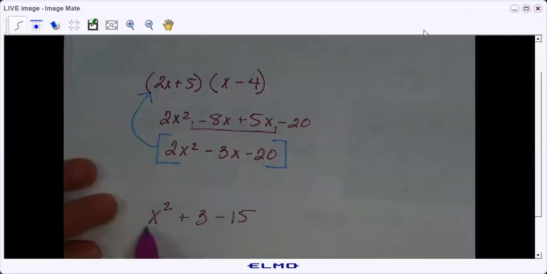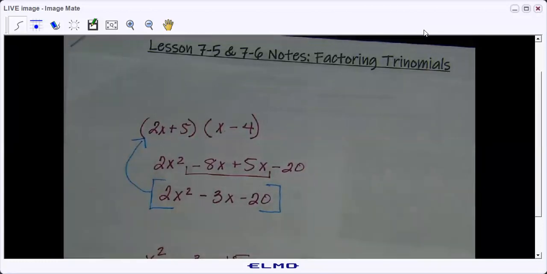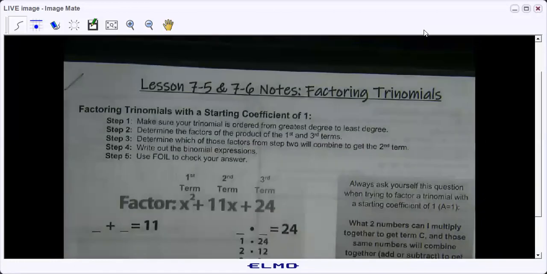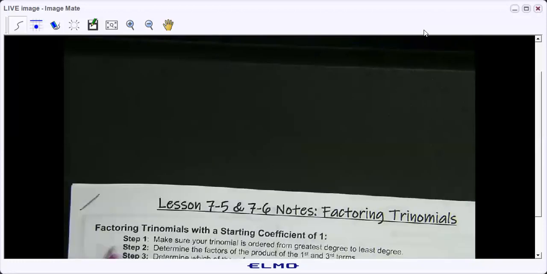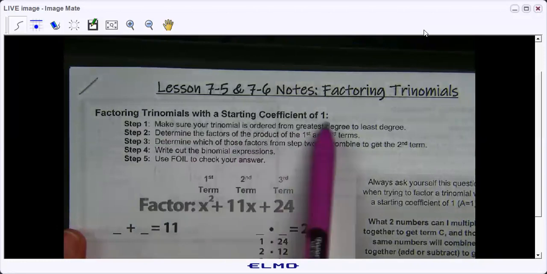This one, where we have a coefficient of 1, is going to be fairly simple. You're going to catch on pretty quick. But when we get up to this, it might take you a couple of tries to get used to the method of factoring those. So let's go ahead and get started with our notes. Okay, so when you're factoring trinomials, here are some steps that you want to take, and this is when you have a starting coefficient of 1.